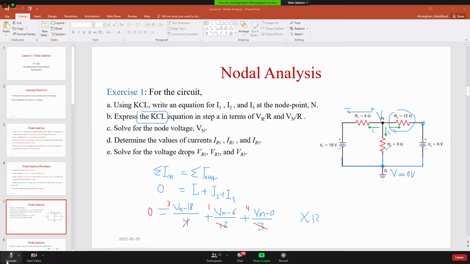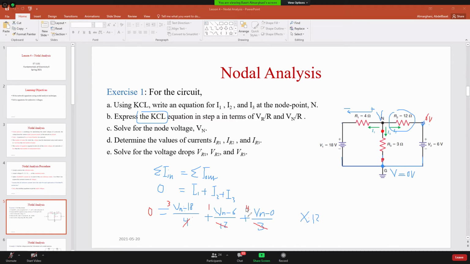The voltage at this side is 0. Sorry, Vn. Because I got a question why this one is not minus 6. The voltage here is Vn. The voltage here is 0. So the difference is Vn minus 0 divided by 3. This one here, the second one, is Vn minus 6 because the voltage here is 6.